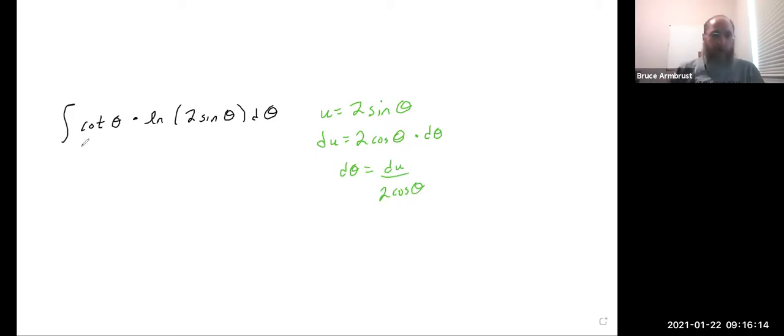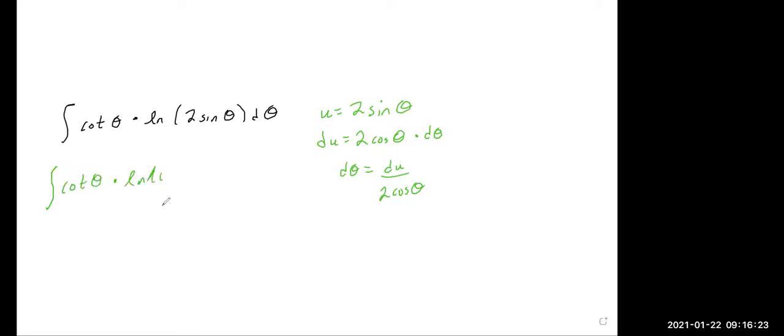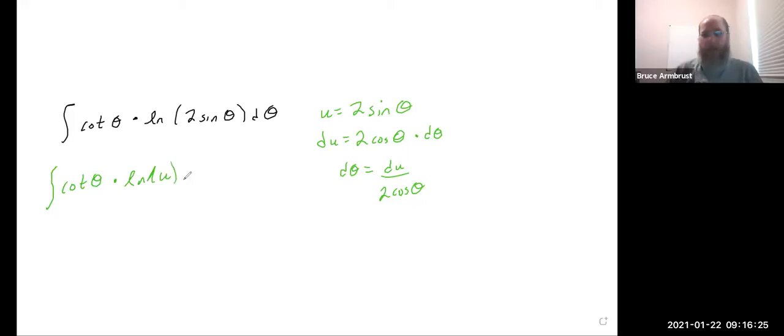So let's see what happens as we start changing this. There's still the cotangent. We'll just leave that for right now. And now we've got natural log of u. That's cool. I like natural log of u. And then d theta is du over 2 cosine theta. But we have all kinds of theta stuff still remaining, which is a bit of an issue. We've got to get rid of all that stuff.